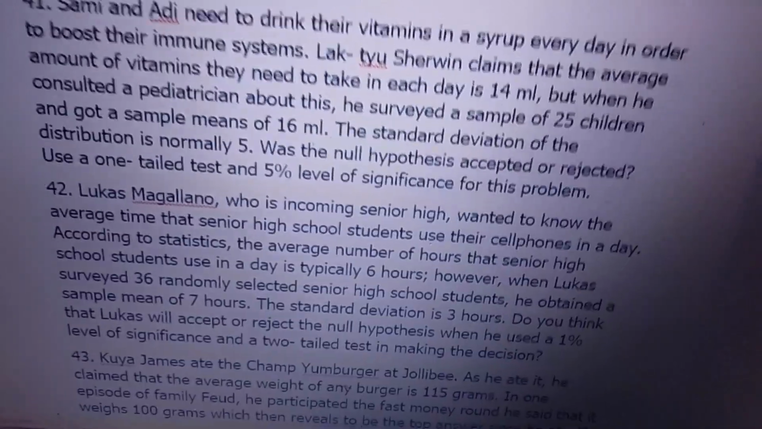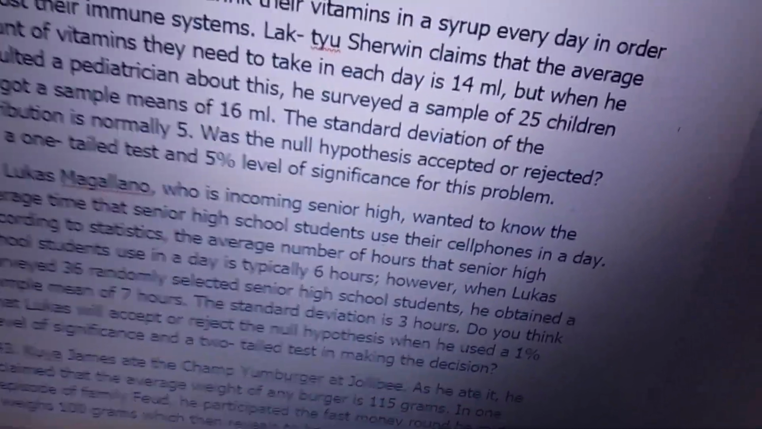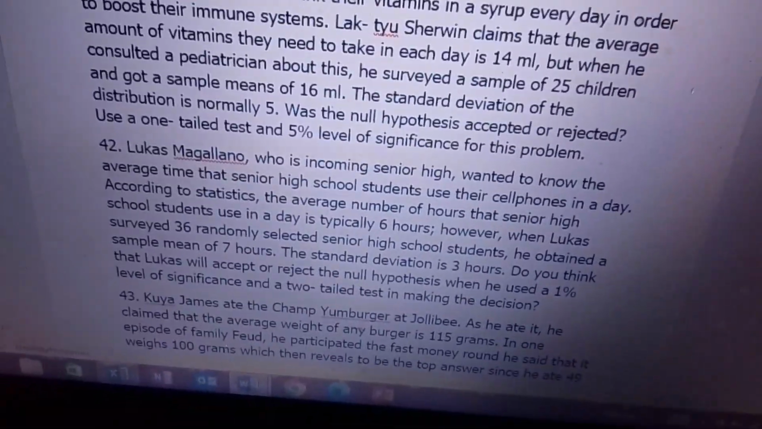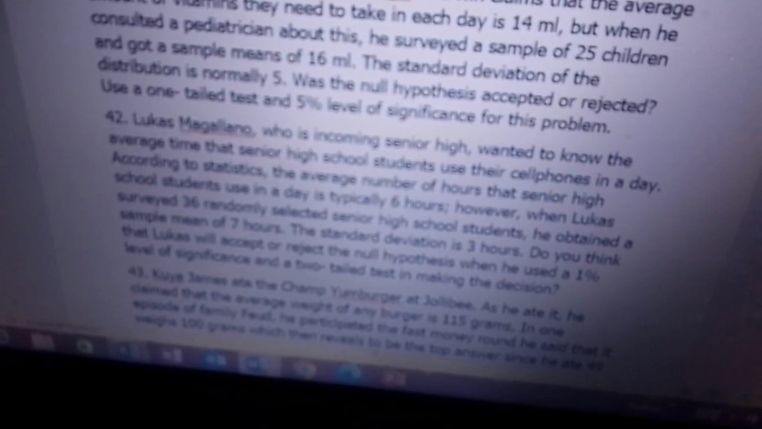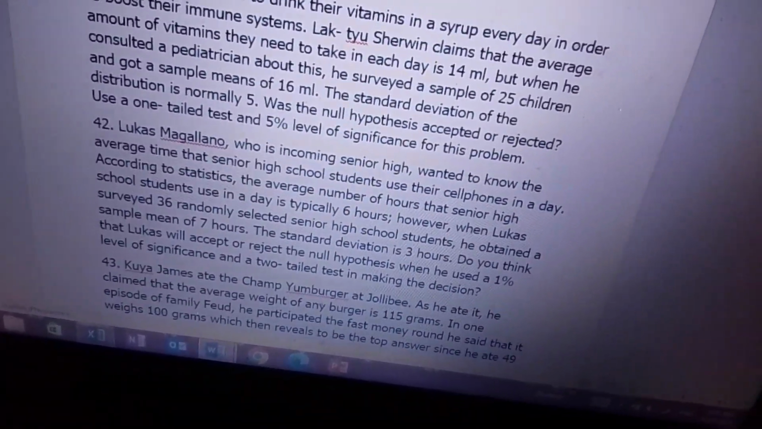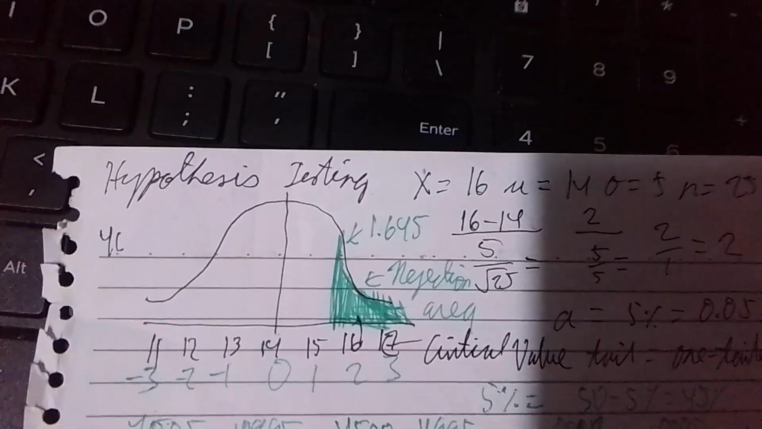Diba sabi ko, ang level of significance, that tests the confidence level if we are confident enough to reject it or to accept it. And one-tailed test, because diba sabi ko dito, it is a one-tailed test, therefore, it is directional. But let's write down the given. Okay, so ito muna yung solution sheet na ginawa ko. So here's my solution sheet in hypothesis testing.